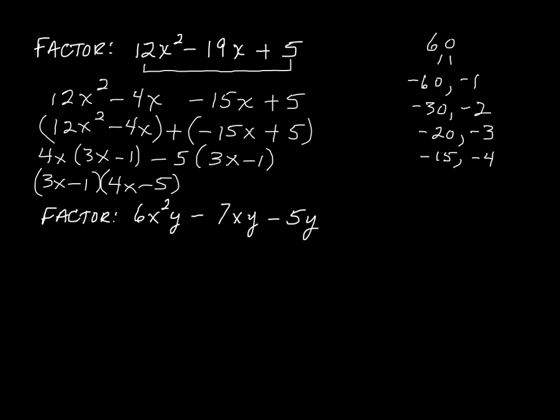The next one, 6x squared y minus 7xy minus 5y. Do you hear what I said? 6x squared y minus 7xy minus 5y. Is the leading coefficient a 1? Nope. Is there a GCF? Do they have a common factor that can be factored out? Yes. It's a 1. I'm sorry, y.